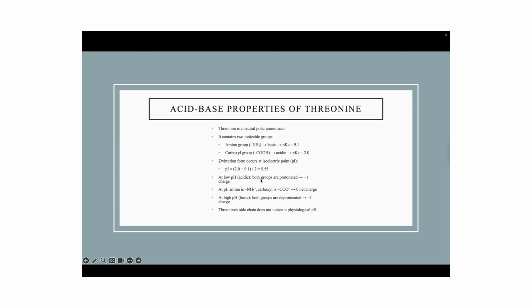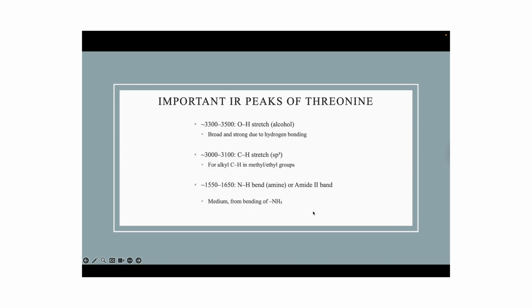At low pH, acidic, both groups are protonated, giving a +1 charge. At the pI, the amino group has a positive charge and the carboxyl has a negative charge, for zero net charge. At high pH, basic, both groups are deprotonated, giving a -1 charge. The threonine side chain does not ionize at physiological pH.